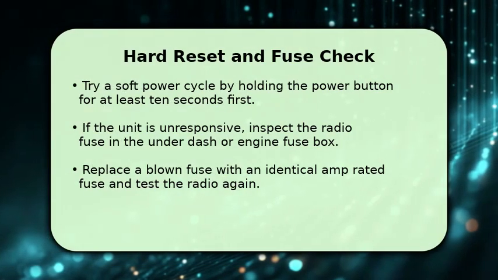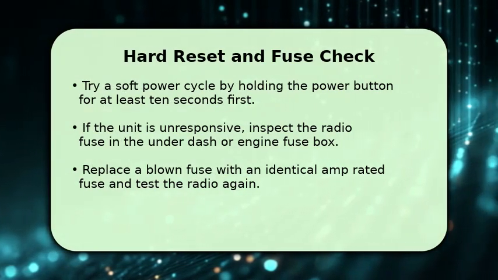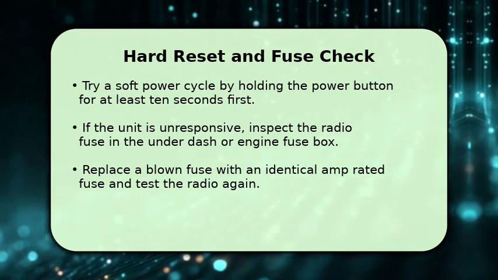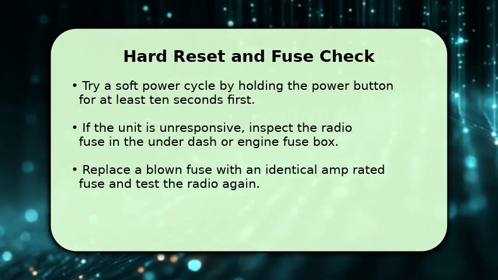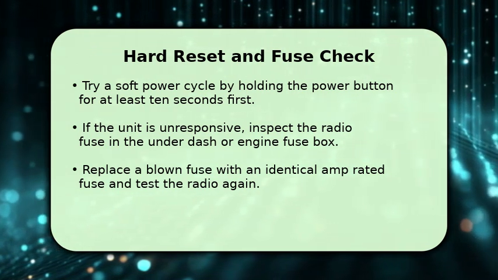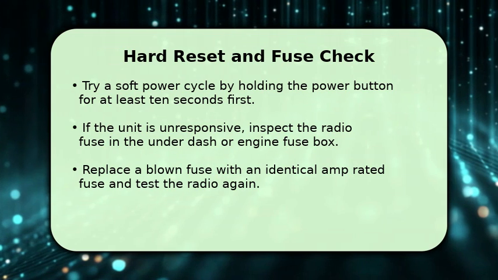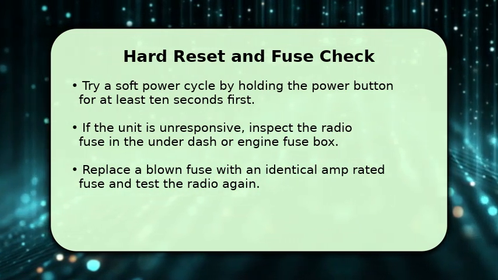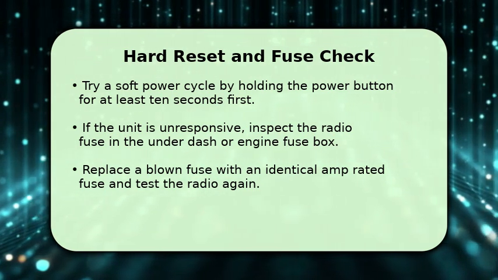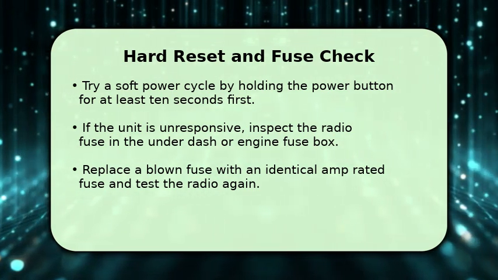When a soft reset fails, perform a hard reset by disconnecting the negative battery terminal for a few minutes and then reconnecting it. Before doing this, make sure you have radio security codes and presets backed up or noted. If the radio still shows no power, check the appropriate fuse in the interior or engine fuse box for the audio system. Swap any blown fuse with the exact same amp rating and retest carefully.